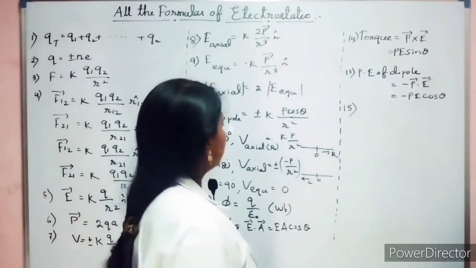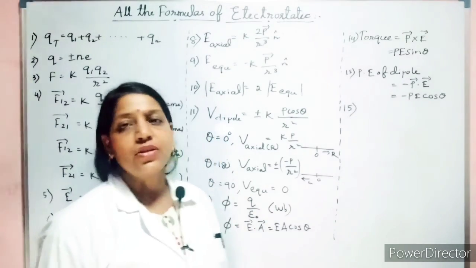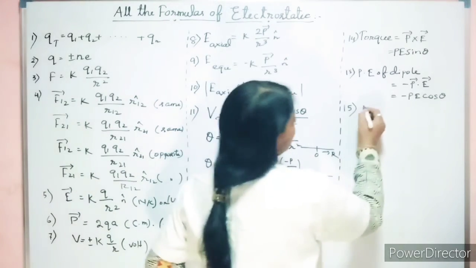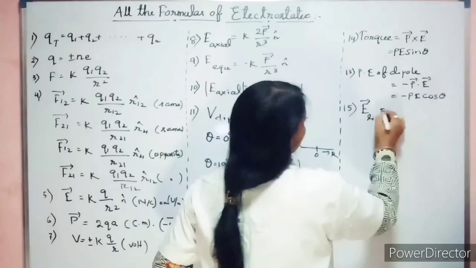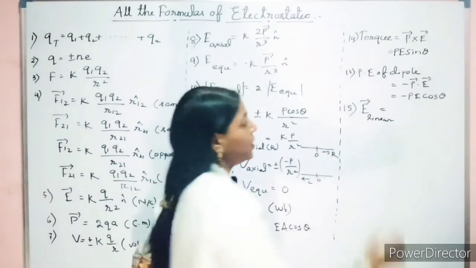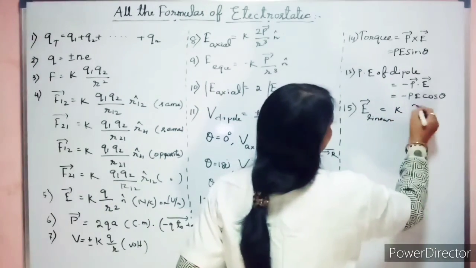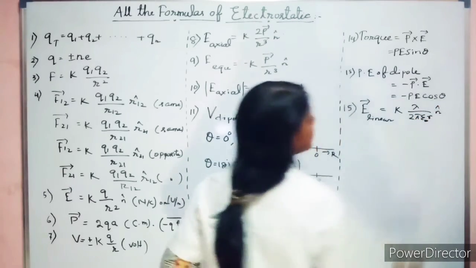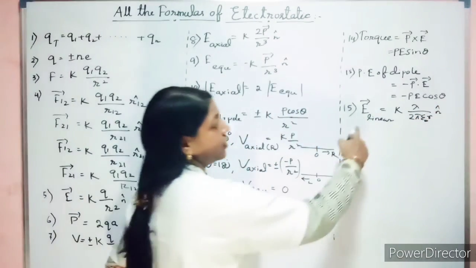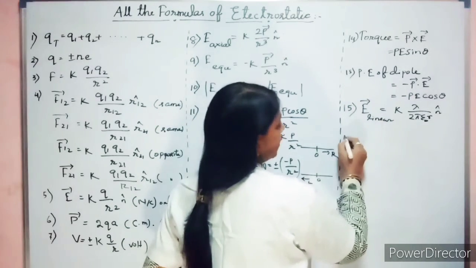Next is the electric field application of Gauss law. The electric field due to linear charge distribution, how much will it be? It is kλ by 2πε₀r n cap. Okay, this is the electric field due to the linear charge distribution.